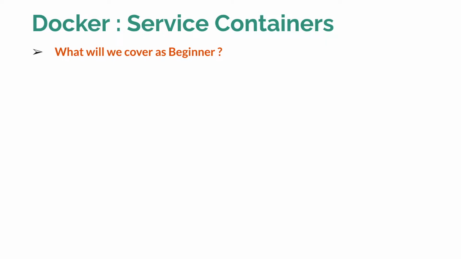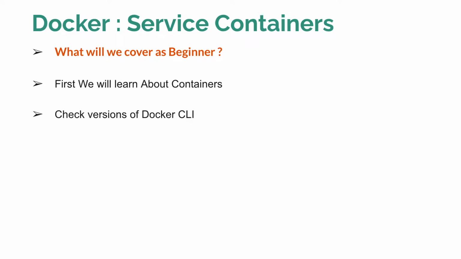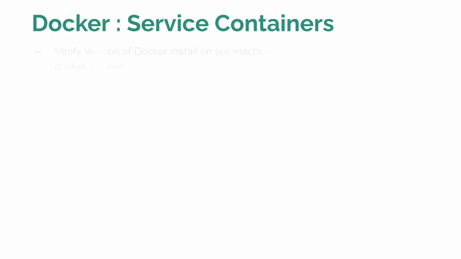So what will we cover as a beginner? Very first, we learn about the containers. What are the containers? How can we initiate the container on the Docker? We'll check out the versions of the Docker and the Docker CLI, and then we will learn about the container management commands. To execute the stuff on the Docker, you need to use the Docker CLI. So you need to be very specific about the commands. The commands should be on your fingertips, and these are the commands which you will be using while you are working with the Docker. So let's start with this.